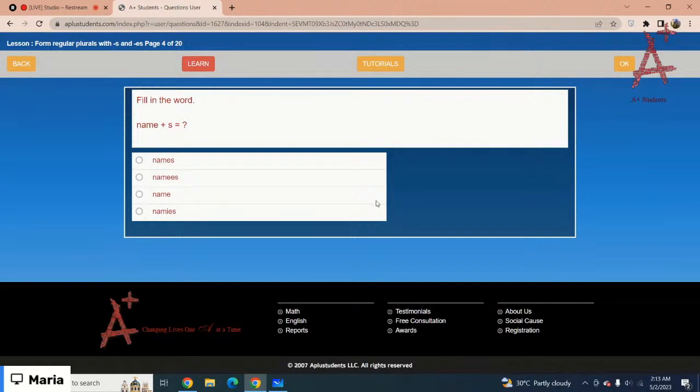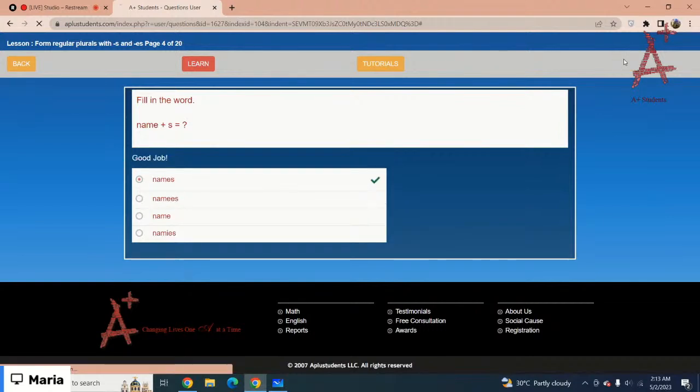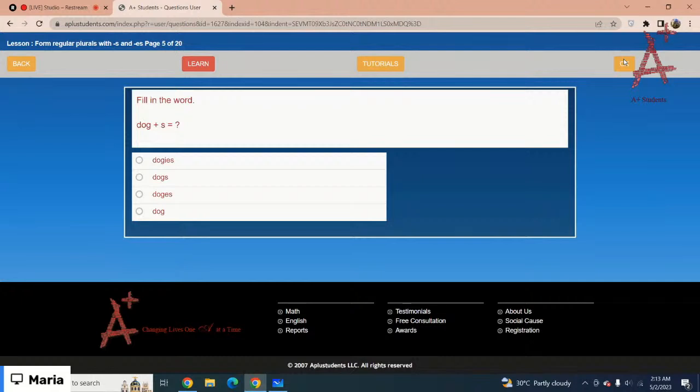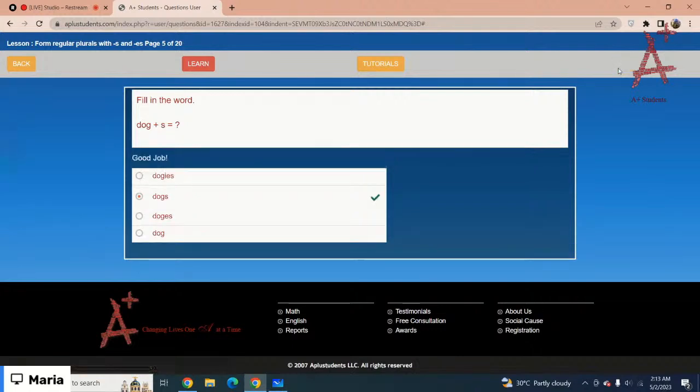It would be names. Option number one is the correct option. Dog plus S. Yes, dogs, that is the second option, the correct one.